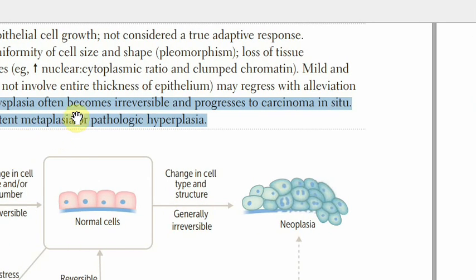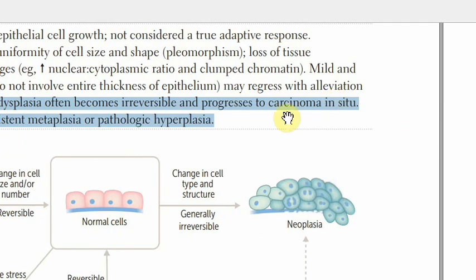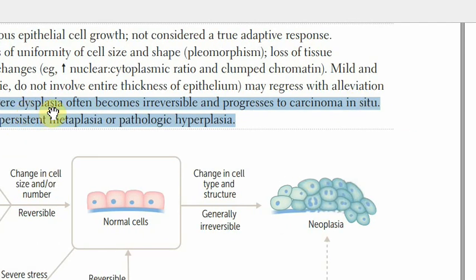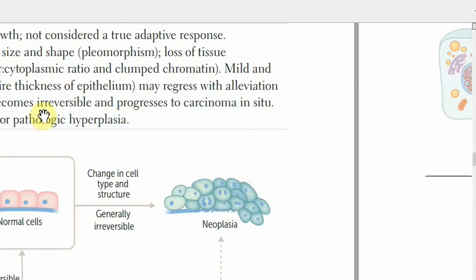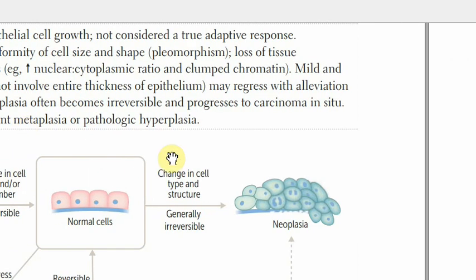Severe dysplasia, on the other hand, often becomes irreversible and it progresses to carcinoma in situ, and we said what carcinoma in situ means, and we said what severe dysplasia means. They are usually preceded by persistent metaplasia or pathological hyperplasia. So before it, you have to get metaplasia or hyperplasia. What does that mean?